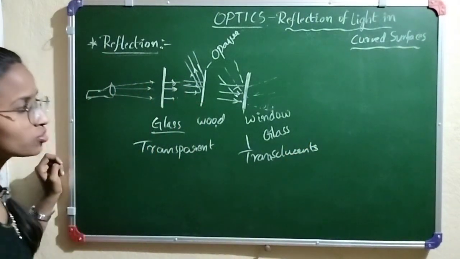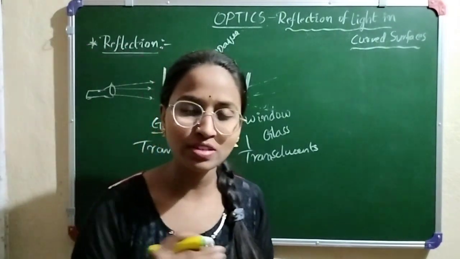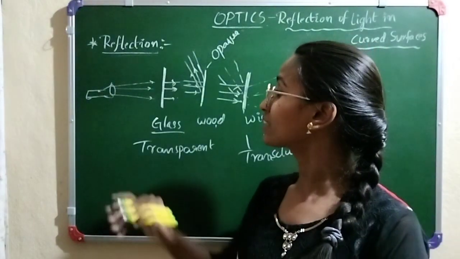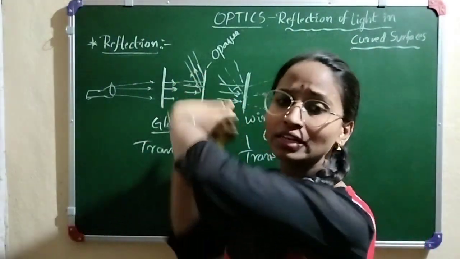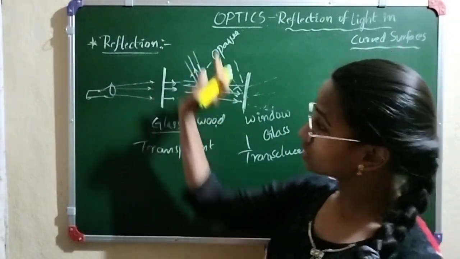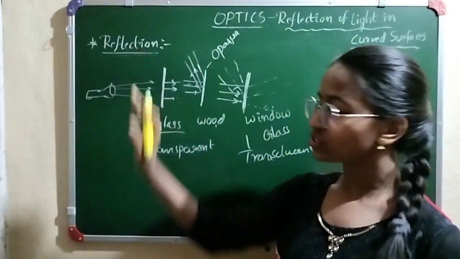Translucent material. Based on the light transfer, we are dividing objects into three different types: transparent, translucent, and opaque. Here, the total light is allowed to pass outside. Here, the total light is reflecting back, bouncing back. This phenomenon is only reflection.